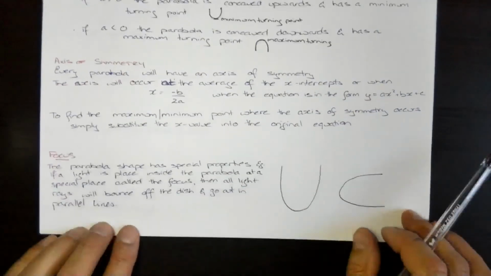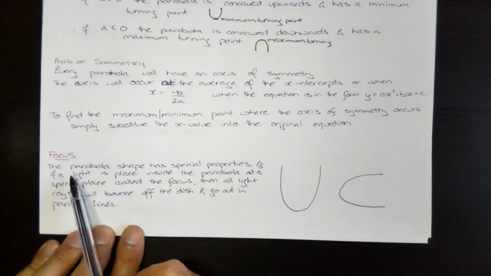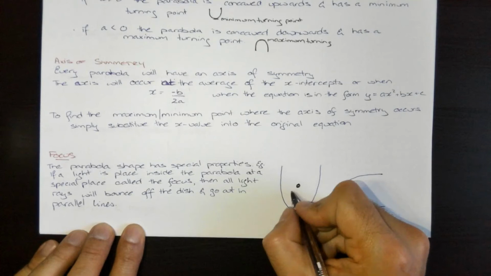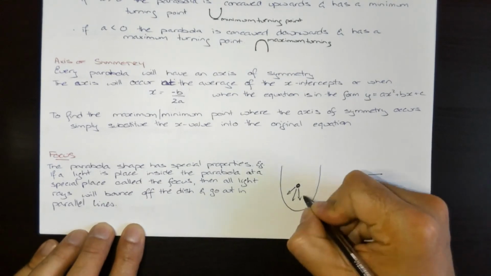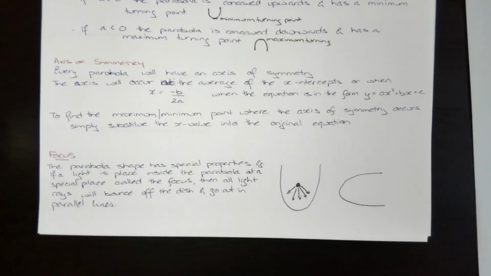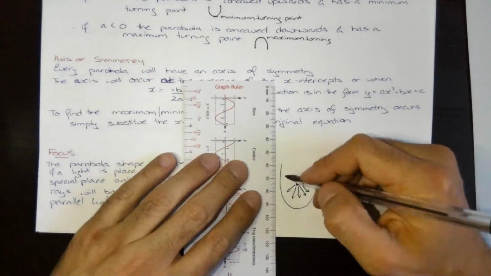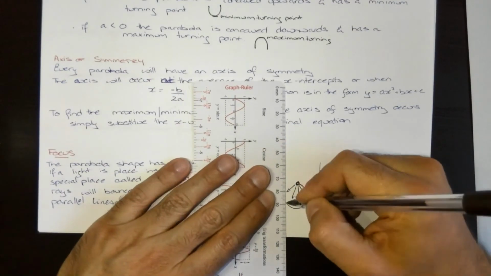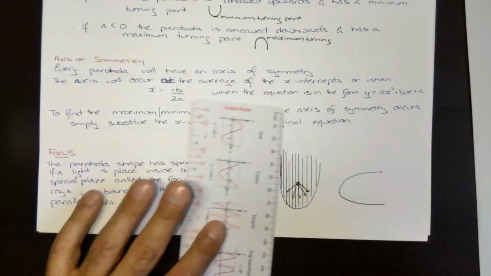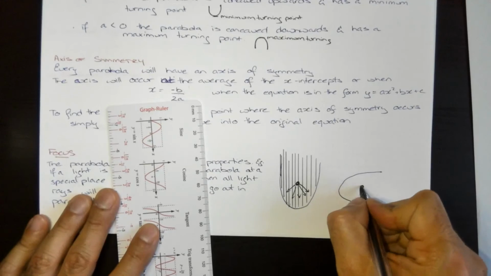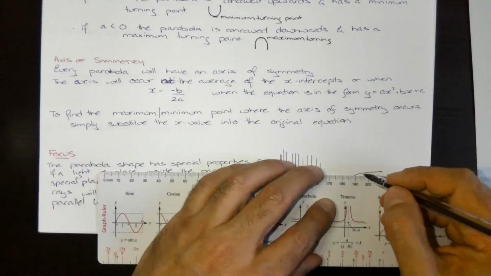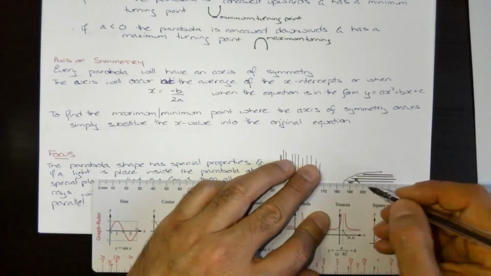So some important parts of a parabola. The parabola shape has special properties. One of them is that if a light is placed inside a parabola at a certain point, which is called the focus, then the light hits the base of the parabola and is redirected so that it creates parallel lines coming out of the parabola. And that's basically how headlights work, satellite dishes work, and things like that. So here, I've got the focus. It directs light or waves to the base, even to the side, and it basically creates parallel lines transmitting out.